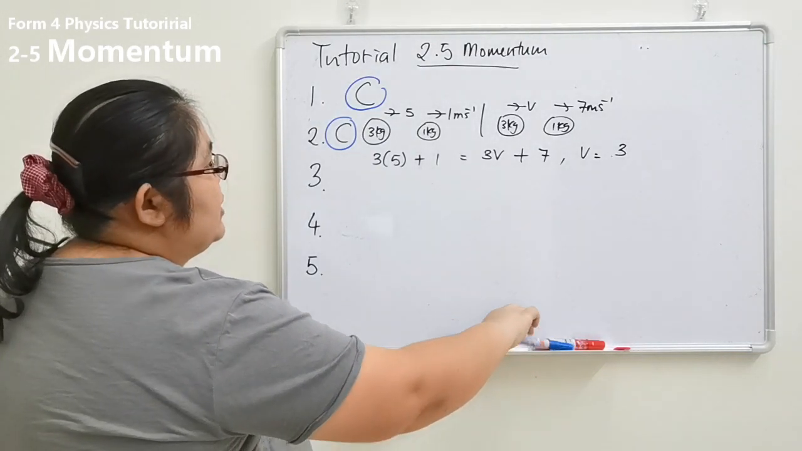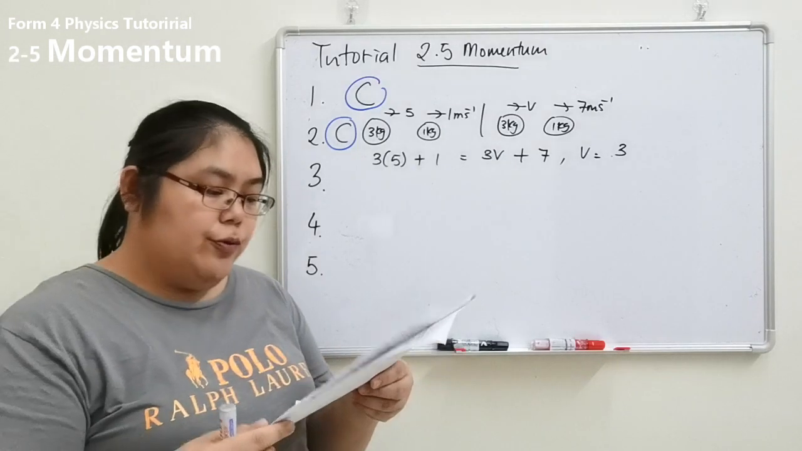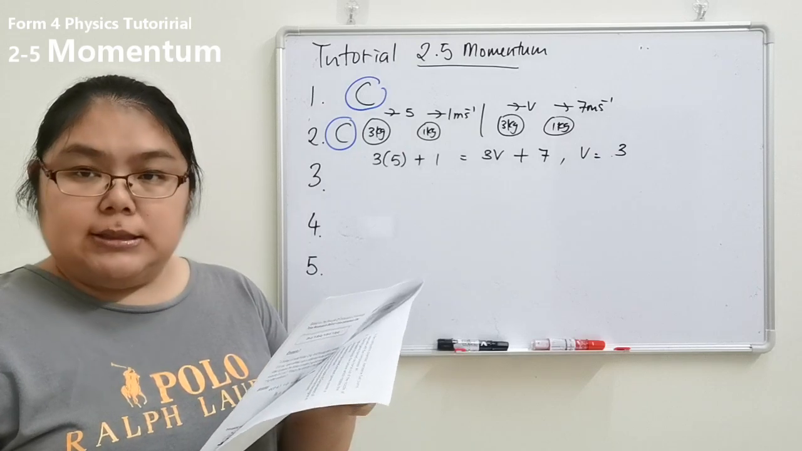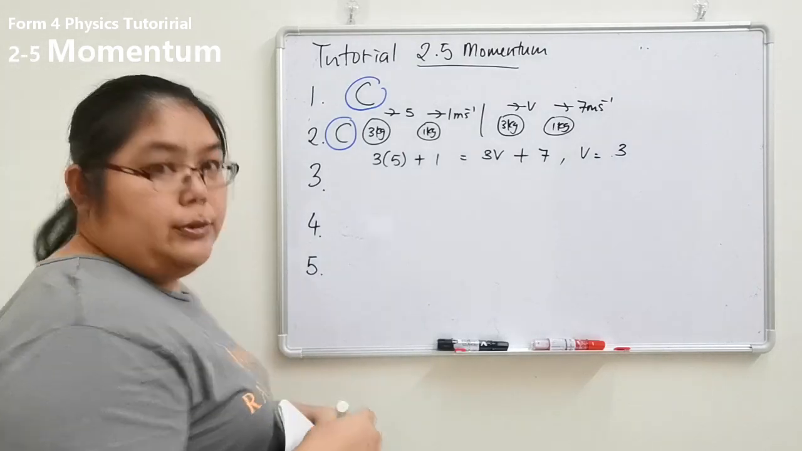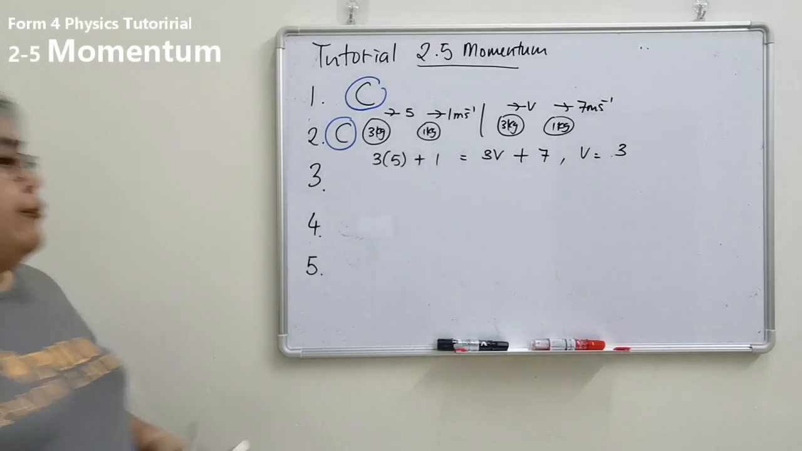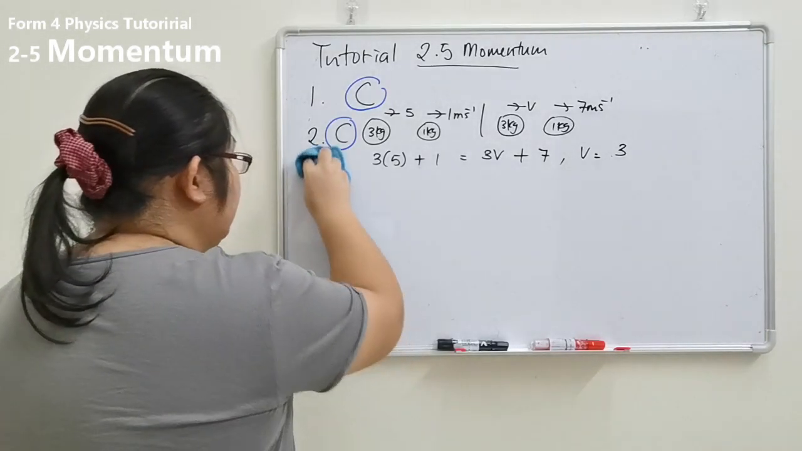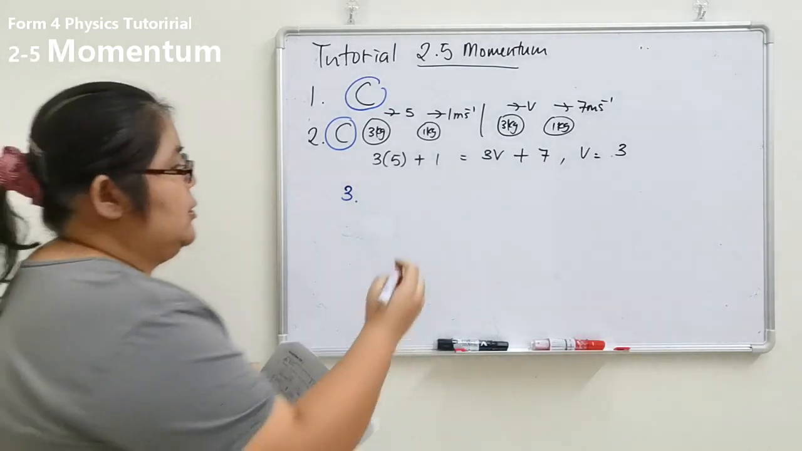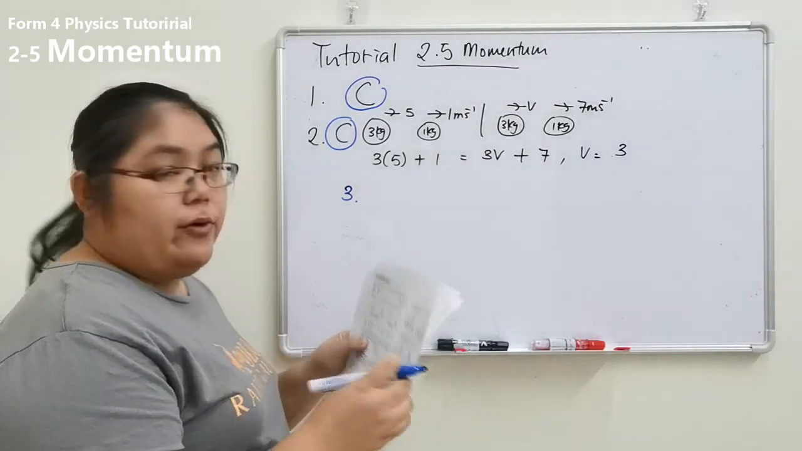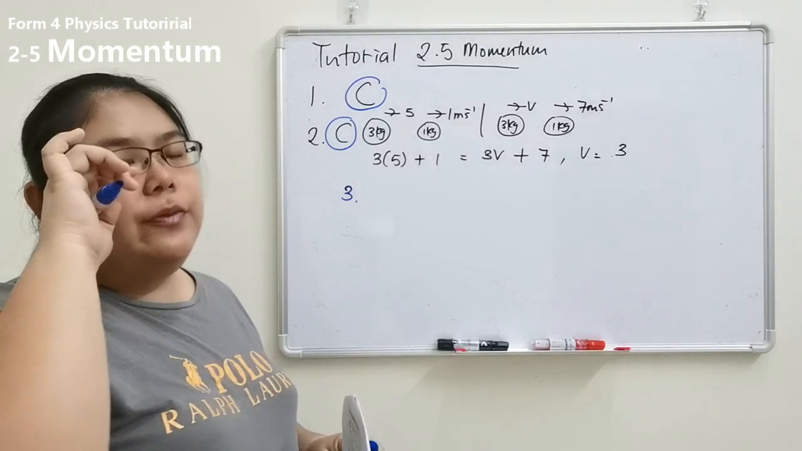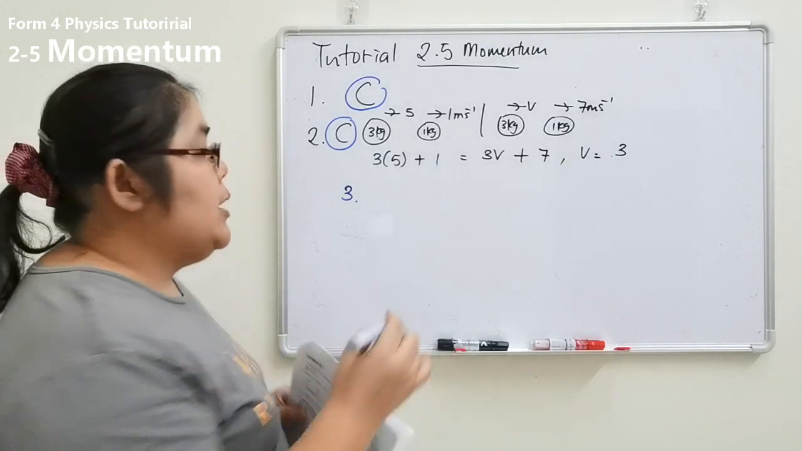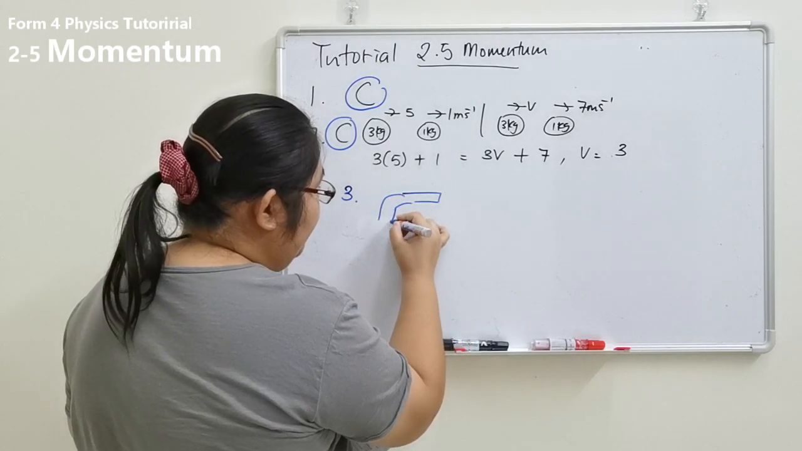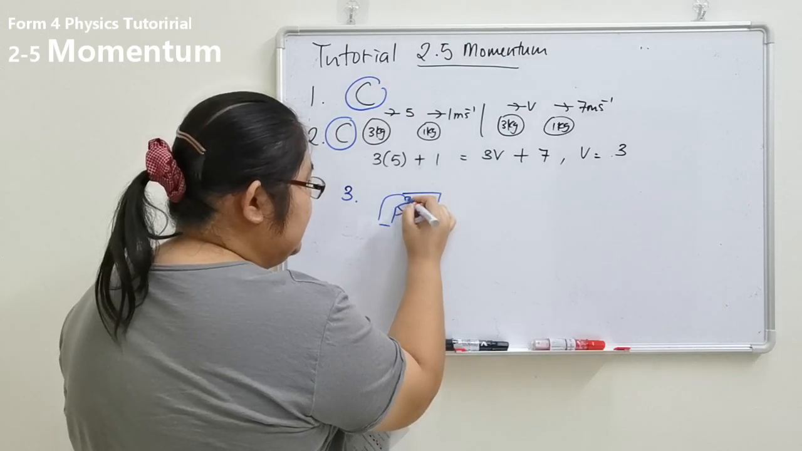Okay, then we try question number 3. Number 3 is also a calculation. Let me cancel this number first. We draw first. Number 3, they say a bullet with a mass of 10 grams is fired from the gun. So before firing, we know they must be stuck together. So this one is a gun. Sorry, I don't know how to draw. So the bullet is inside.